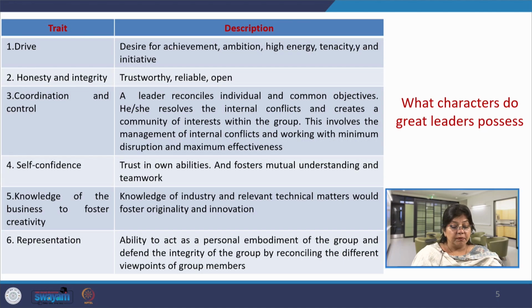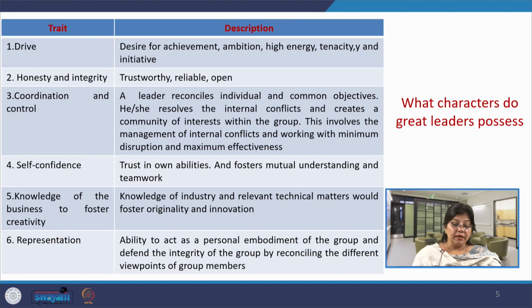And the last is representation. The leader must have the ability to represent the interest of the group members to the higher authority. For example, any union, a union leader must have the ability to represent the interest of the group members or the entry level members, so that the interest can be safeguarded, and the management or the higher authorities must understand the requirements or demands of the employees.